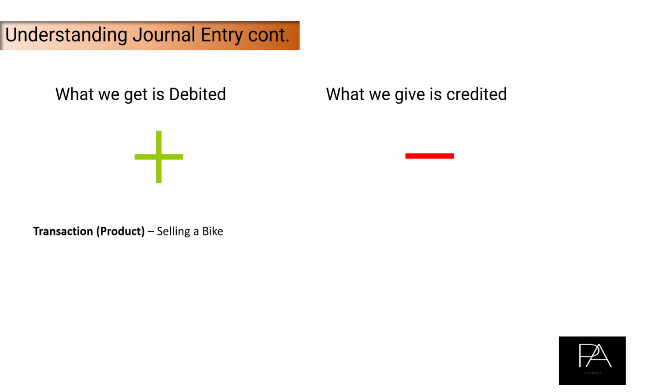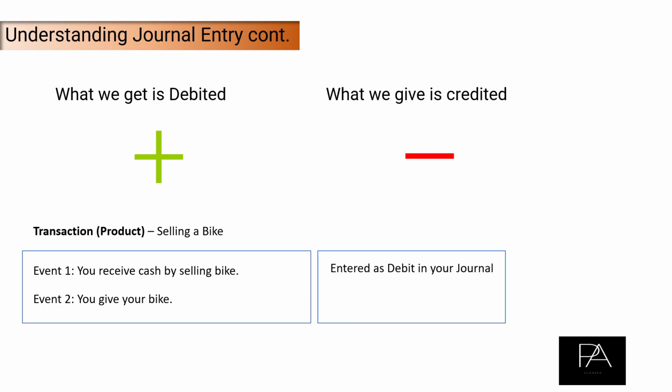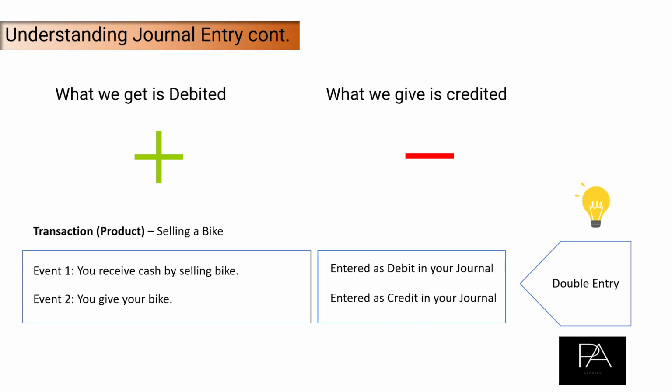Imagine you are selling a bike. What are you getting and what are you giving? When we sell a bike, we get money in the form of cash, but you're letting go of your bike. So you receive cash by selling the bike, which is what we get, so it is debited. Here you have got cash, which means cash will be debited. What you give is the bike. So the entry in your journal is cash debited, and what will be credited is the bike. So cash debited to bike.